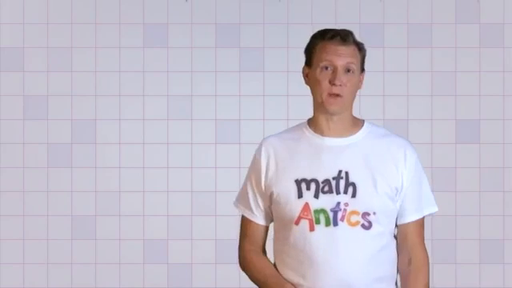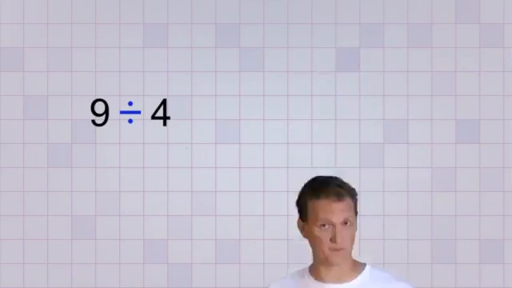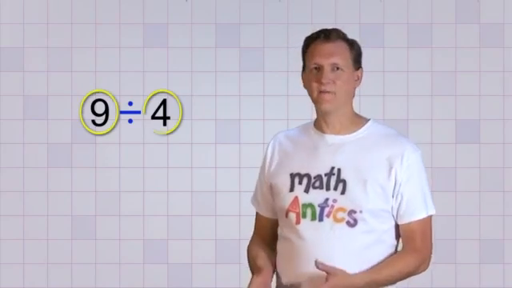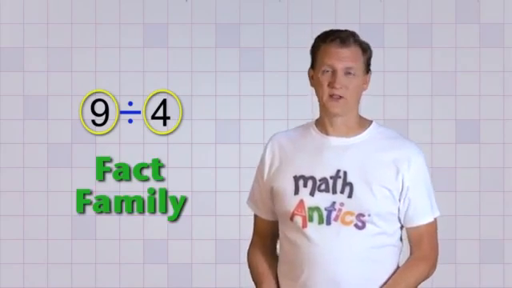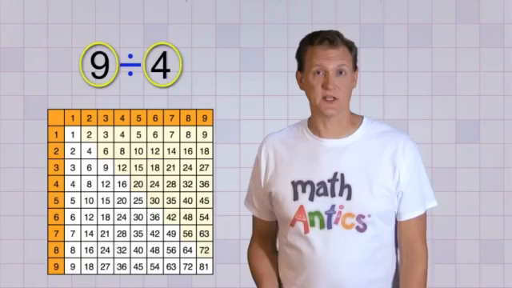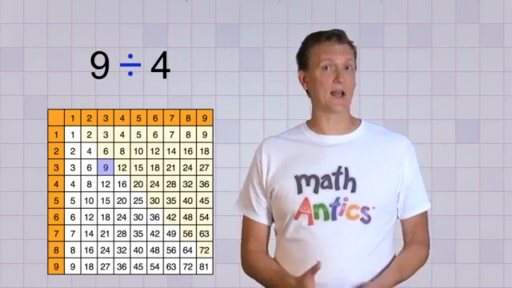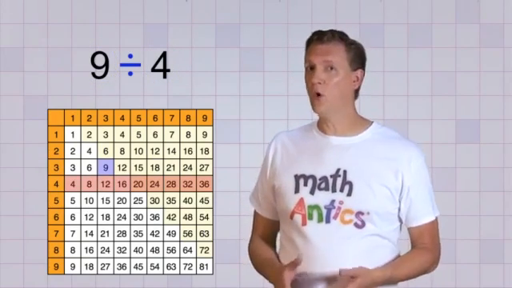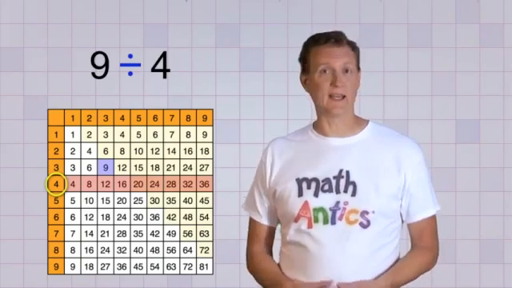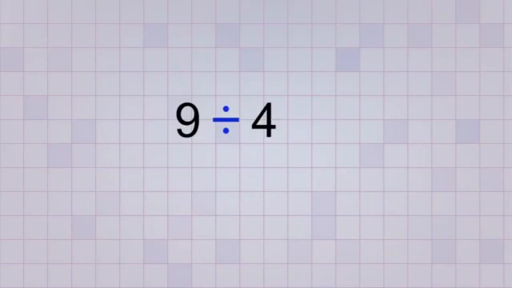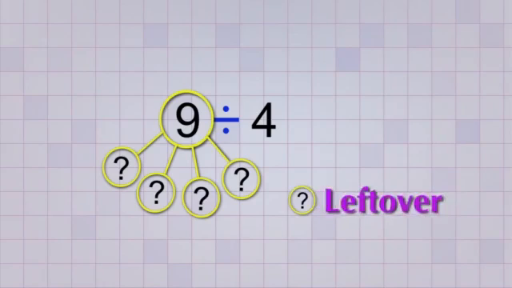Now it's going to get a little bit tricky because most division problems aren't quite this easy. Like this one, 9 divided by 4. The trouble here is that 9 and 4 aren't part of a fact family. So you can't just find the answer on the multiplication table. That's because 9 is not a multiple of 4. There's no whole number that you can multiply 4 by and end up with 9. That means that 9 can't be divided equally into 4 groups without having something left over.